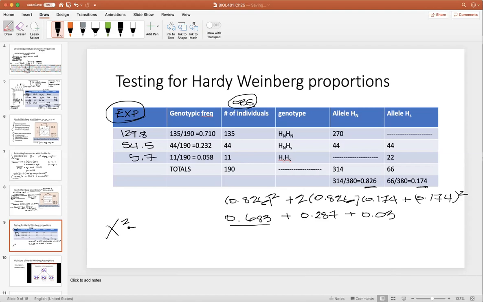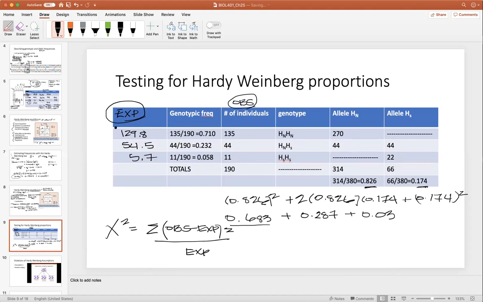chi-square is equal to the sum of the observed minus the expected, squared, over the expected. Okay, and so you can go back into your previous labs and figure that out.